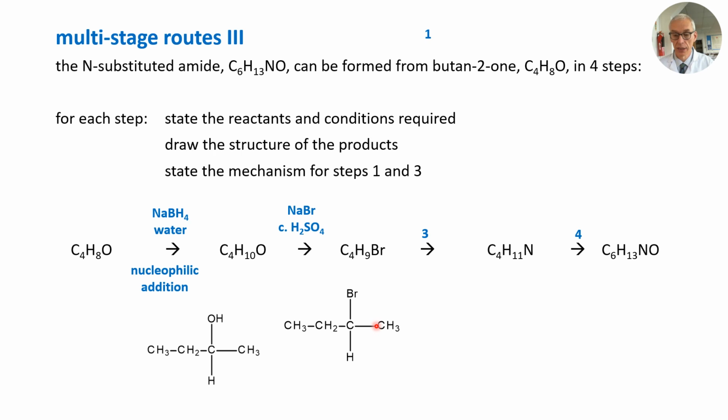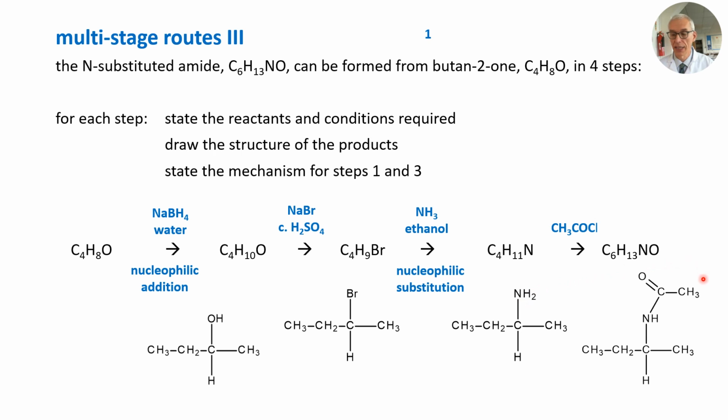Having done that, we can go to the amine. So we're substituting the NH2, the amine group, for the bromine atom. We haven't mentioned this before in this lesson, but this is ammonia in ethanol. This is nucleophilic substitution. Then having created the amine, we then are going to make the N-substituted amide. So reaction with ethanoyl chloride, and you can see that that is the amide being formed by a condensation reaction.